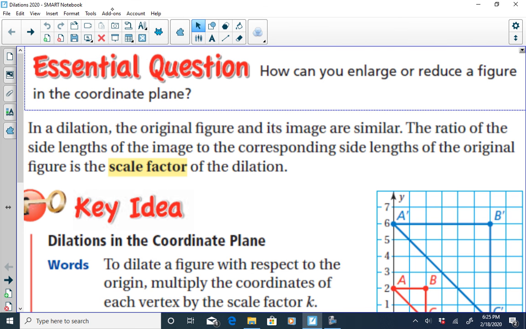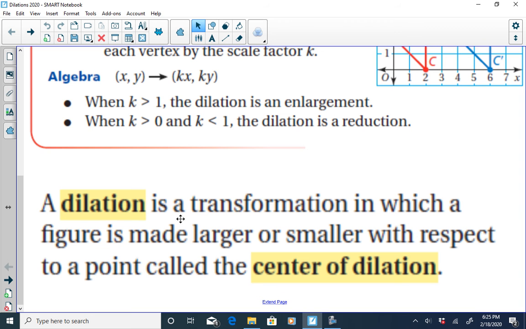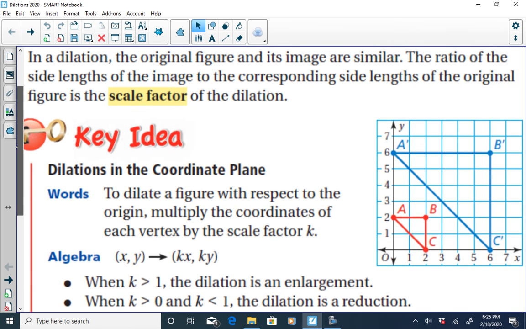Okay, our lesson today is to be able to draw a dilation. Right? A dilation. In a dilation, the original figure and its image are similar. The ratio of the side lengths of the image to the corresponding side lengths of the original figure is the scale factor of the dilation. A dilation is a type of transformation in which a figure is made larger or smaller with respect to a point called the center of dilation.